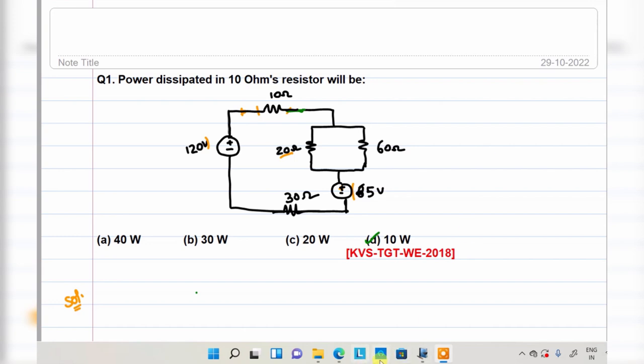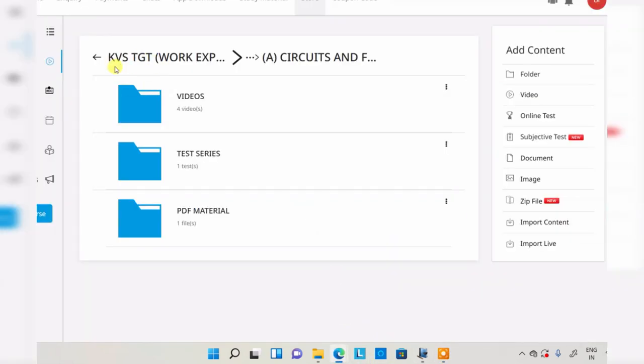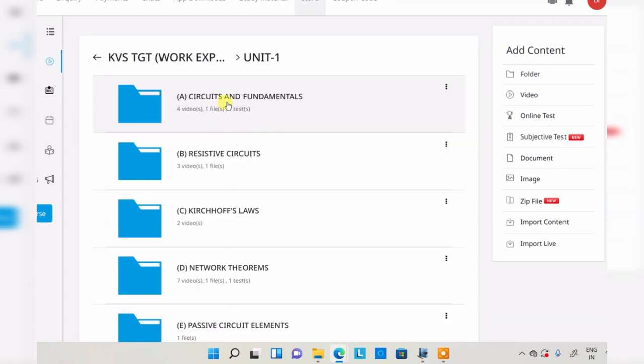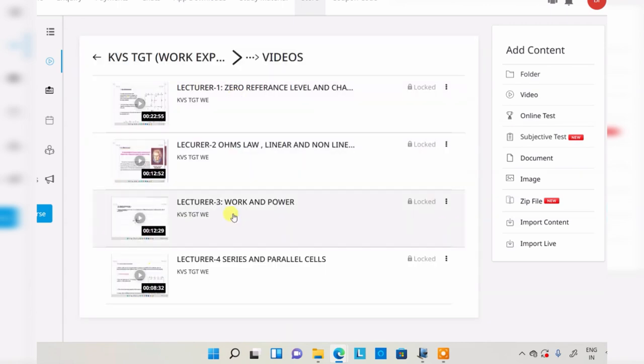Fundamentals. According to our schedule, we completed the circuit fundamentals theory classes. These are the 4 theory classes: zero and reference level, and charges is ground, Ohm's law, linear and non-linear elements, work and power, and series and parallel circuits. I hope that those who are enrolled have completed these videos.